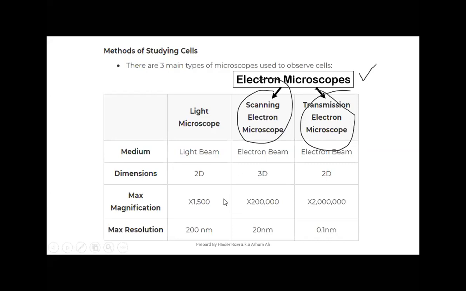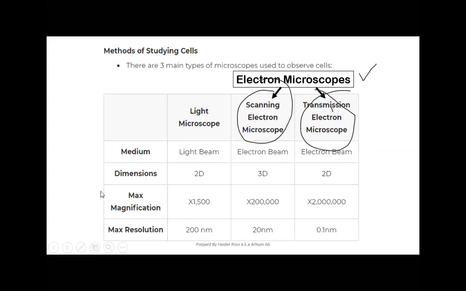And now one of the very significant and important differentiation is ke dimensions kis tarah ki light microscope ki picture which we'll be observing later, wo hamesha wo image 2D hogi, while the scanning electron microscope, which is an example of the electron microscope, will always be producing a 3-dimensional photograph, right? Okay, and then again the transmission electron microscopes will be producing a 2-dimensional image.